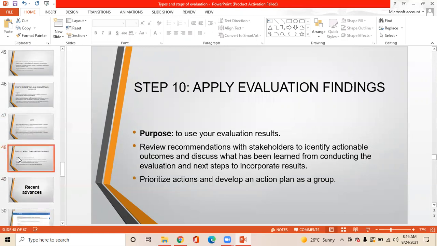10th step is apply evaluation findings. Purpose is to use your evaluation results, review recommendations and stakeholders to identify actionable outcomes, and discuss what has been learned from conducting the evaluation, and next steps to incorporate results. Prioritize actions and develop an action plan as a group.